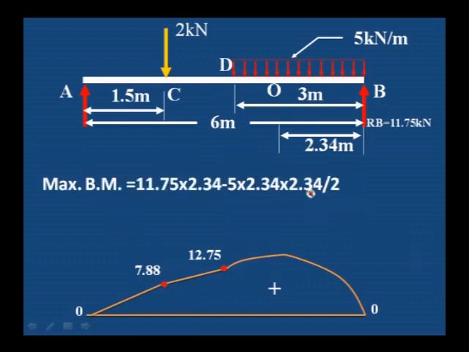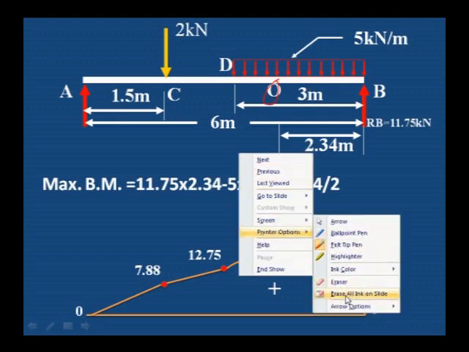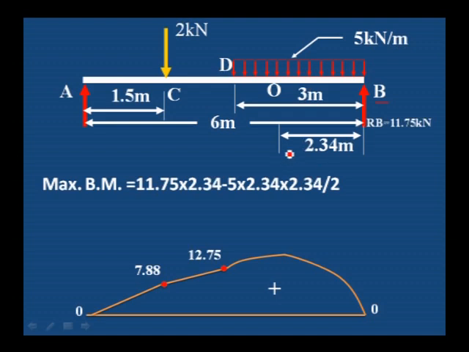Now we have the value of 2.34. We have the point O, which is at a distance of 2.34 from B. This is the place where the maximum bending moment occurs. To calculate the maximum bending moment at O, we have to take the moment about O. That is RB, which is 11.75, into the distance 2.34, minus the moment due to the load, which is 5 kilonewton into 2.34.